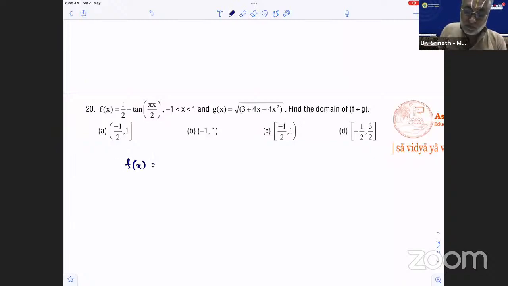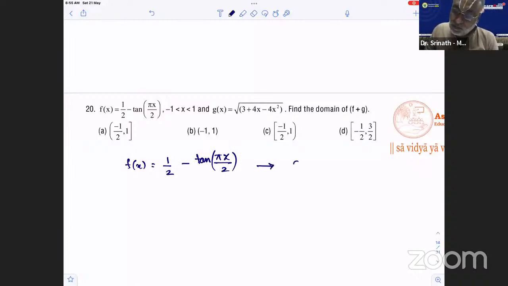F of x is given as half minus tan pi x by 2. If you observe, this domain will be minus infinity to infinity. All values x can take from minus infinity to plus infinity. In tan pi x by 2, x can take any value from minus infinity to plus infinity.